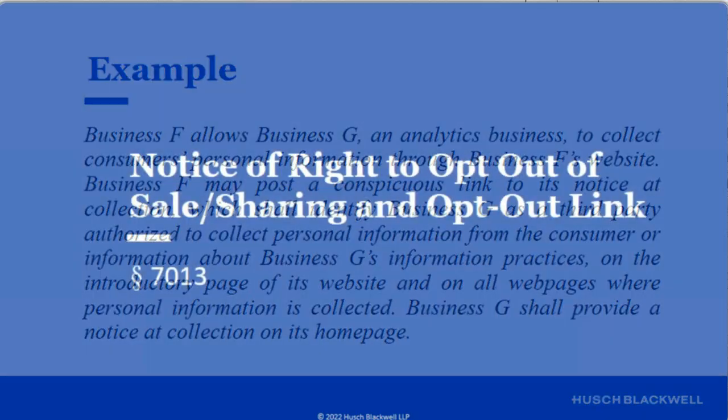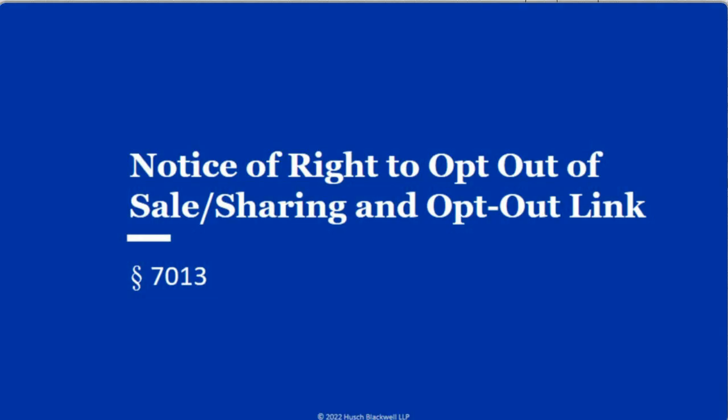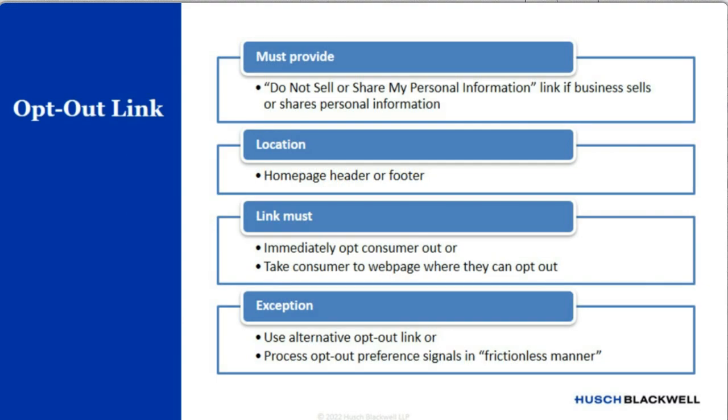But to turn the page on the next issue, Shelby noted there's four notices, and the notice of right to opt out of sale and sharing is the next one we'll talk about. When you look at this one, we would anticipate we're all familiar with the Do Not Sell My Personal Information link. How that's changing is that the CPRA has created a new term called sharing, which is cross-contextual behavioral advertising.